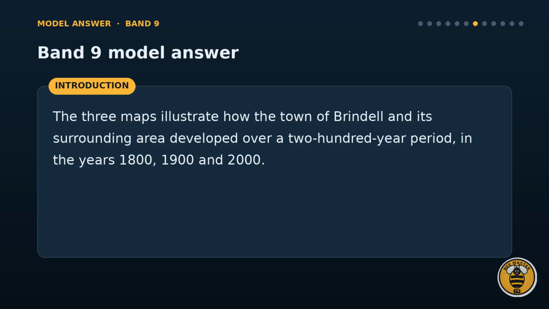Now the model answer. The introduction. The three maps illustrate how the town of Brindell and its surrounding area developed over a 200-year period in the years 1800, 1900 and 2000.